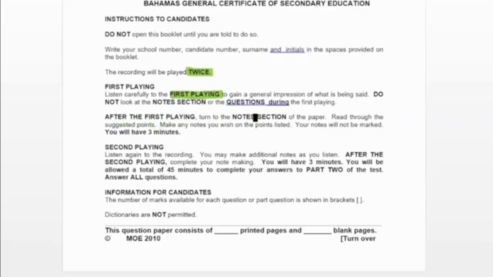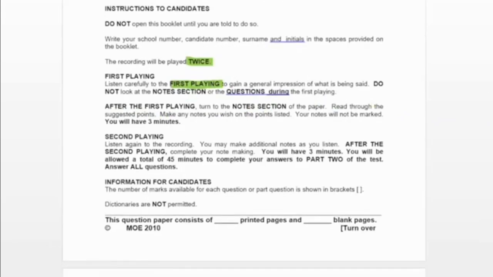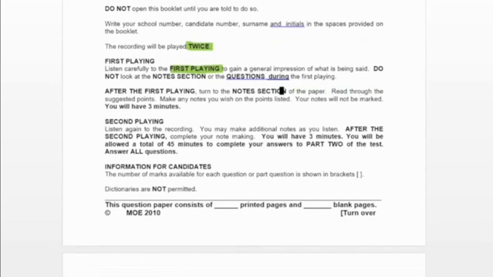There is a note section that will be provided to you. In the note section, you will find subheadings that will help to guide you as you listen during the second recording. During the second recording, you will be allowed to take notes as you listen, and then you will be given 45 minutes to respond to the questions that follow.